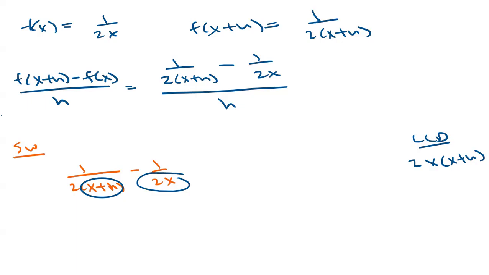So those are the three parts we need, okay? So 2x, 2, the x, and the x plus h, all right? So then that means that I need to multiply this by just x, right? This one here, because I need 2x in the denominator. So x over x, and then this one here, I need to multiply by x plus h.